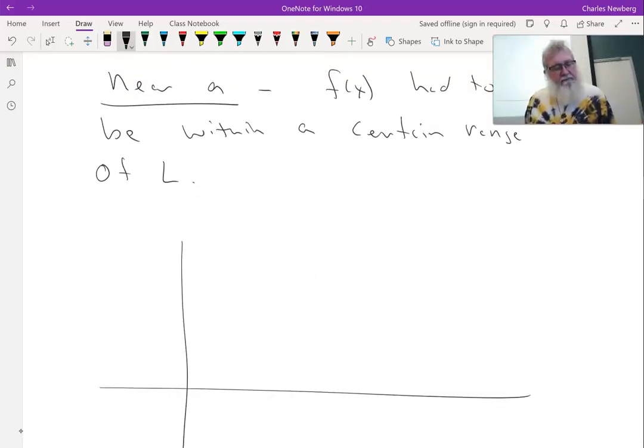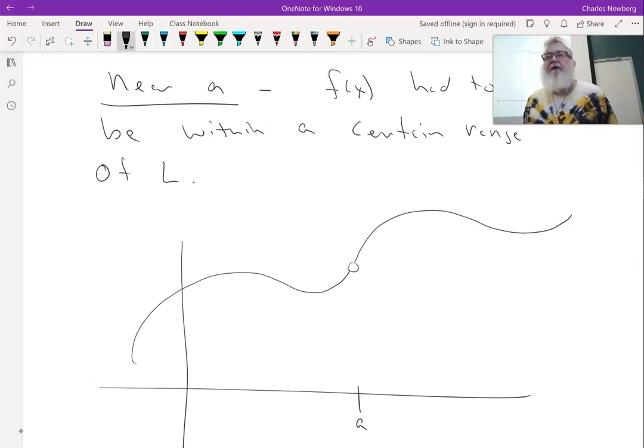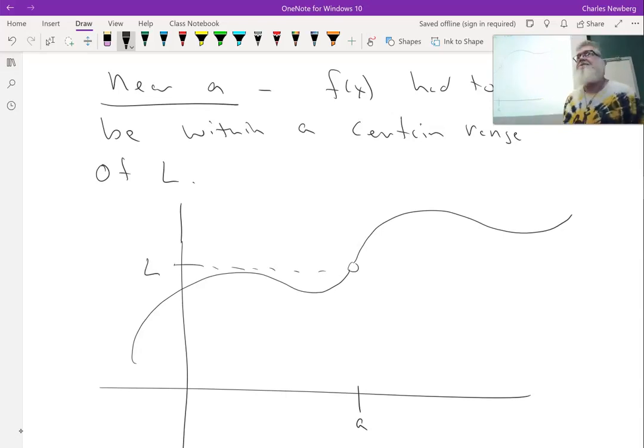We have a function. We're interested in what happens at a. And it looks like these values are going over to L. We want to know if the limit is going to be L. Well, it really says this: you give me a target, and let's say my target is a little number here. We go within that amount of our limit. Then we should be able to come over here and find a corresponding interval down here.